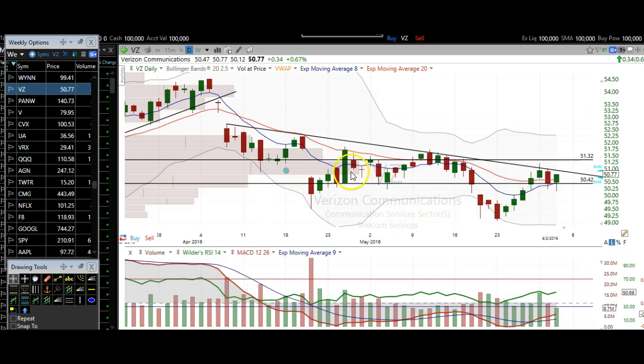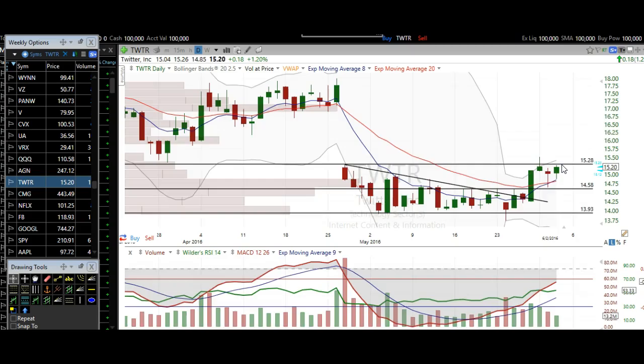We are making lower lows. So here's a low here, and here's a lower low here, and we're making lower highs. Here's a high, here's a lower high, here's a lower high here. So we're making lower highs and lower lows. So until that changes, Verizon is going to be heading lower. If we break over this downtrend line, we're going to head higher. Until that happens, we can use this level to short against.